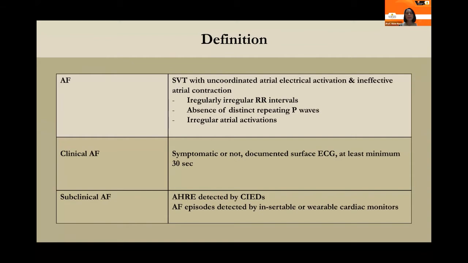If you look at the definition of atrial fibrillation in the ESC 2020 guideline, atrial fibrillation is a supraventricular tachycardia with uncoordinated atrial electrical activation and ineffective atrial contraction. Its ECG manifestation is irregular RR intervals and absence of distinct repeating P waves, with irregular atrial activation. In the 2020 ESC guideline, clinical atrial fibrillation is defined as recorded atrial fibrillation of a minimum of 30 seconds, with or without symptoms.